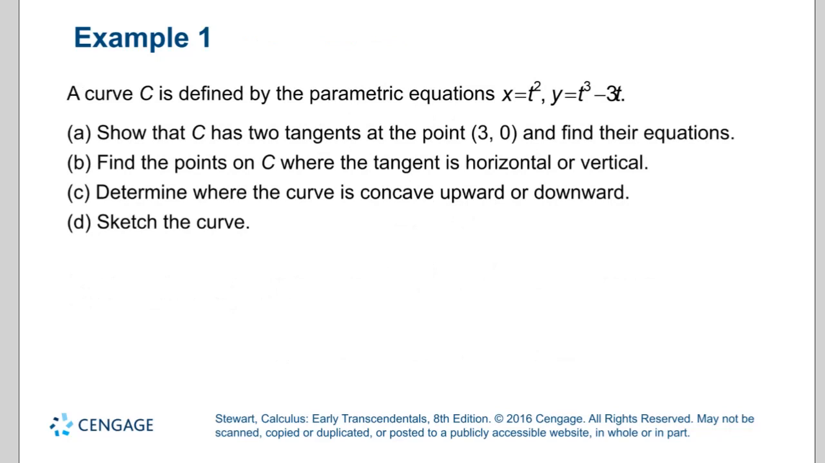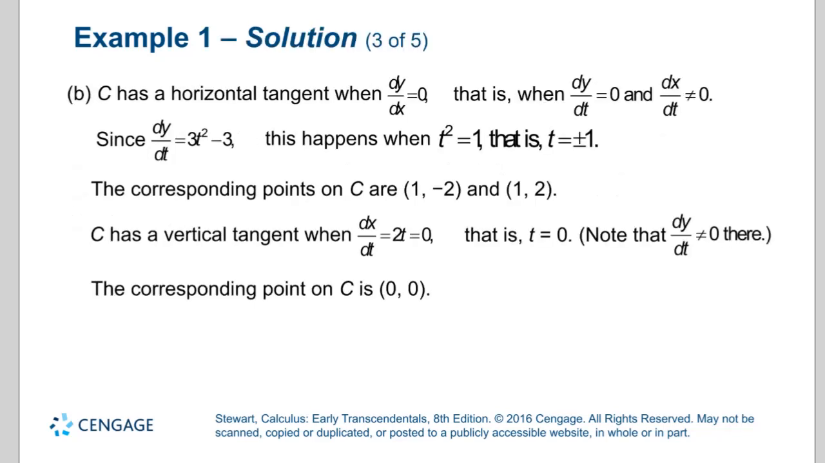Next up, we're going to look for the points where C has a horizontal or a vertical tangent. To find a horizontal tangent, I'm looking for a slope of 0, and for a vertical, I'm looking for a division by 0. So I take my equation, dy over dx. The dy is 3t squared minus 3, and that is going to be 0. The slope is going to be 0 when t squared equals 1, so t equals plus or minus 1. I have a horizontal tangent where t is plus or minus 1.